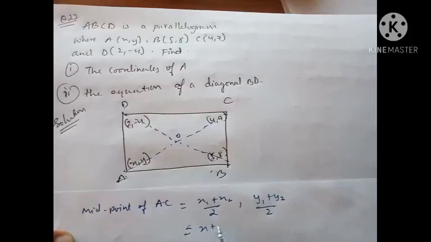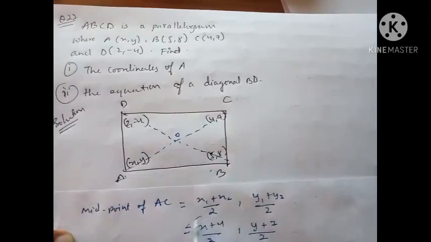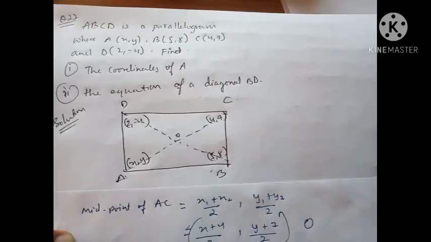So in AC, what is x1? This x, plus x2 is 4 upon 2. And what about this? This is y1 plus y2, that is 7 upon 2. So these are the coordinates of O, because O is the center point.